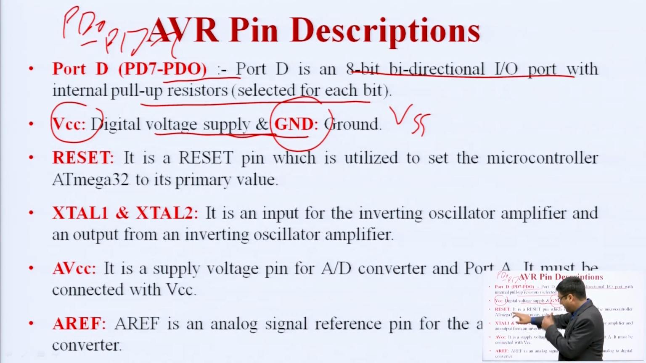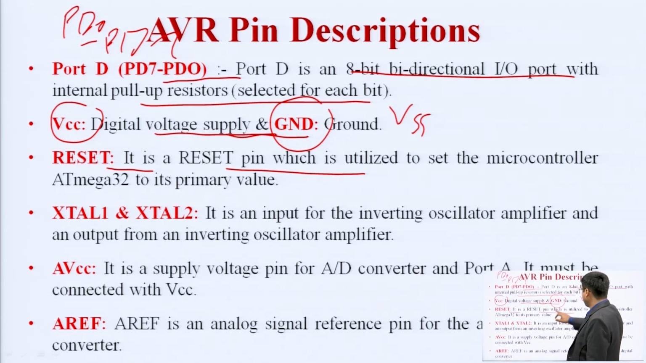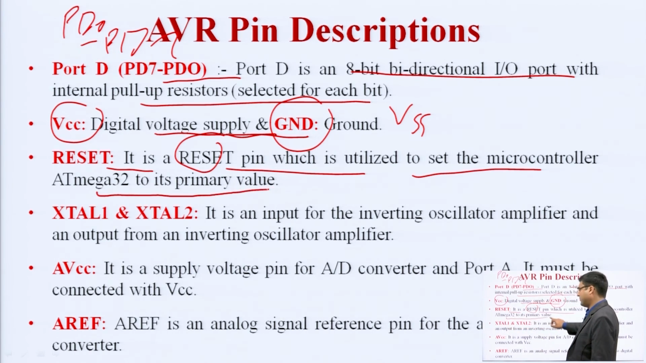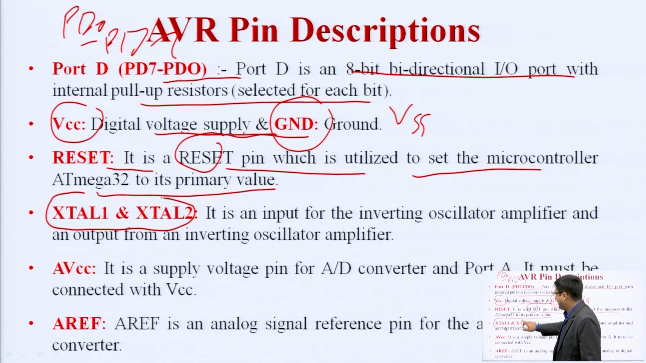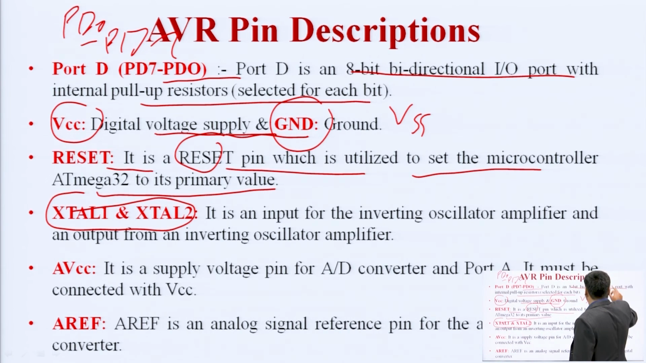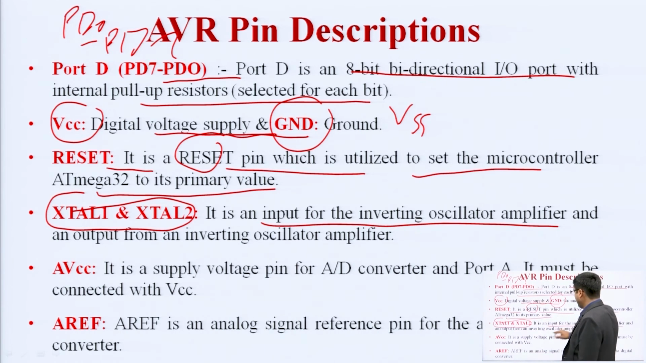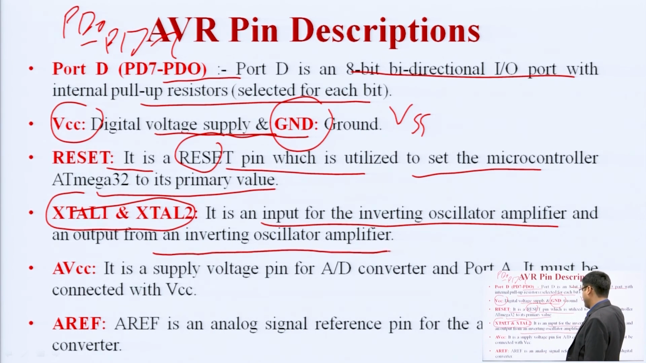VSS is ground. Reset: when we are resetting the microcontroller, it will go into its initial value. So here in the AVR microcontroller there is a reset pin available to set the microcontroller, at mega 32, to its primary value. XTAL pins are used to generate the clock pulses, that is, a particular frequency of operation for the AVR microcontrollers. So it is an input for the inverting oscillator amplifier and an output from the inverting oscillator amplifier.